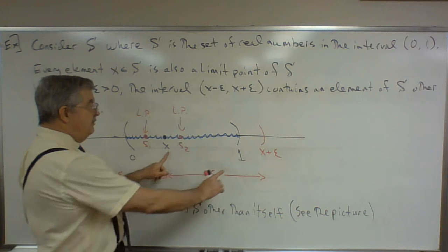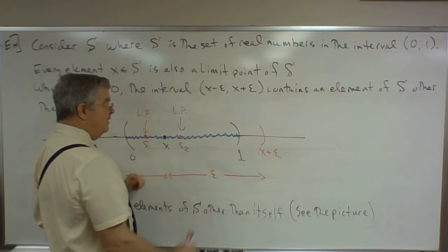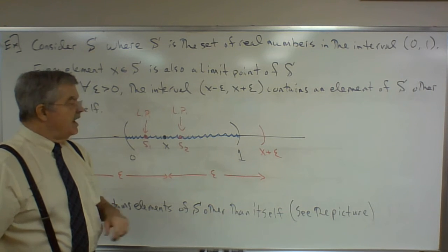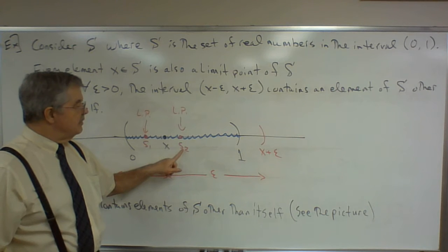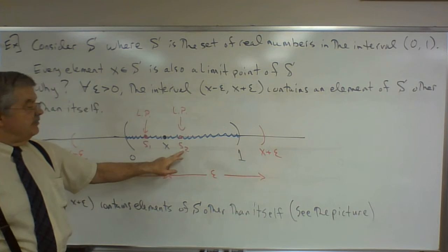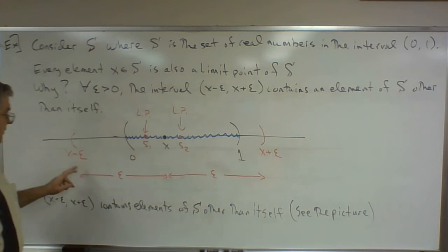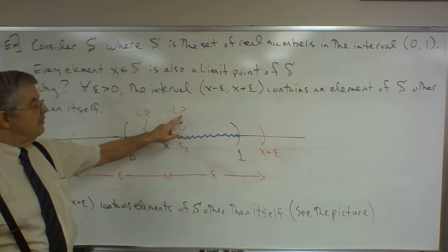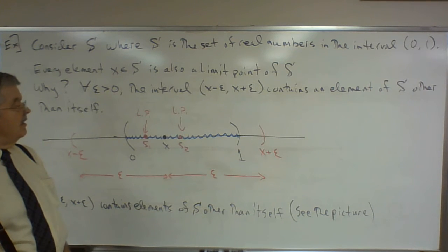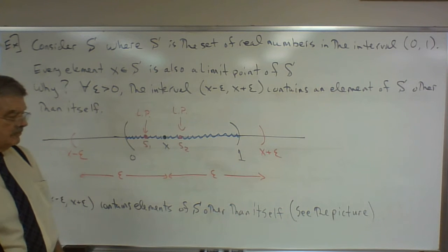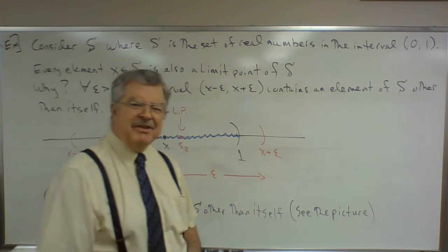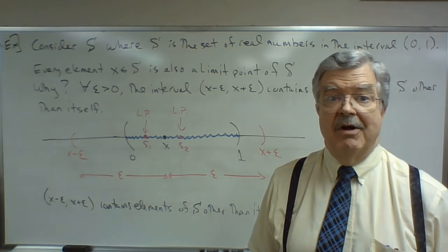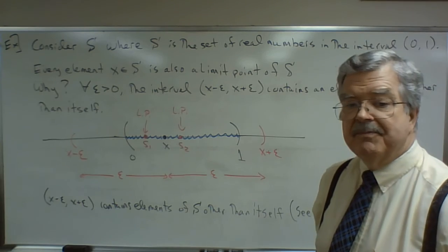And between these two real numbers, X and 1, there's a rational number. There's also an irrational number. I'll just pick one at random and I'll call it S sub 2. And this S sub 2, of course, is also in the interval from x minus epsilon to x plus epsilon. So S sub 2 is also a limit point of the set S. Now, those were pretty much easy pickings. Let's look at what happens when epsilon is small, just like we did in the other cases.